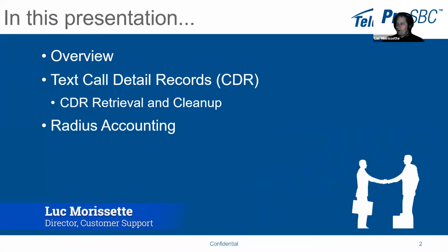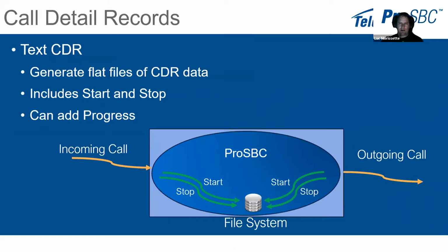Right, so we have two methods for call detail records we support. One is text call detail records and one is RADIUS, or we call it RADIUS accounting when we talk about CDRs.